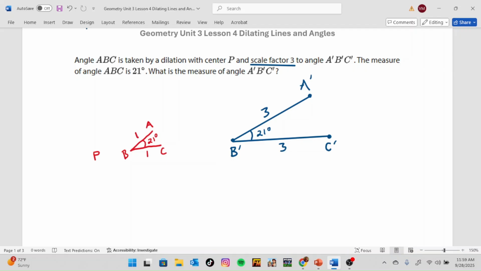So angle A prime, B prime, C prime still equals 21 degrees. Remember that when you are scaling, it is the lengths of the lines that you are scaling and not the angles themselves. The angles stay the same, the lines get longer.